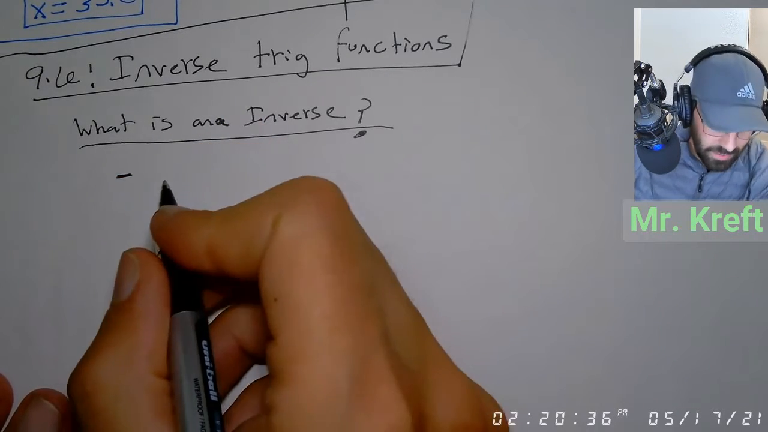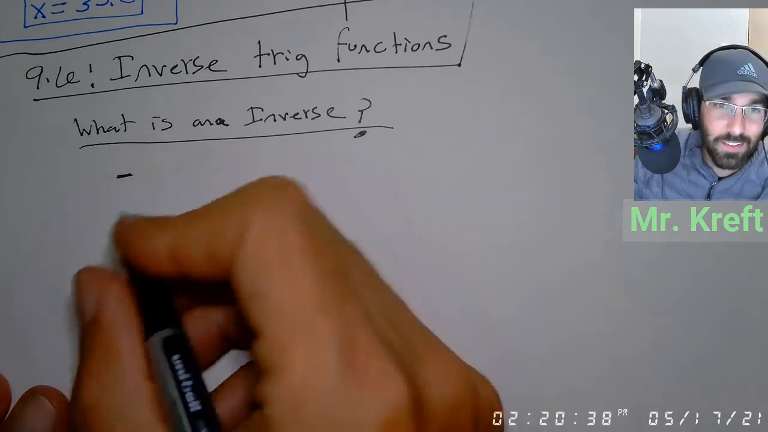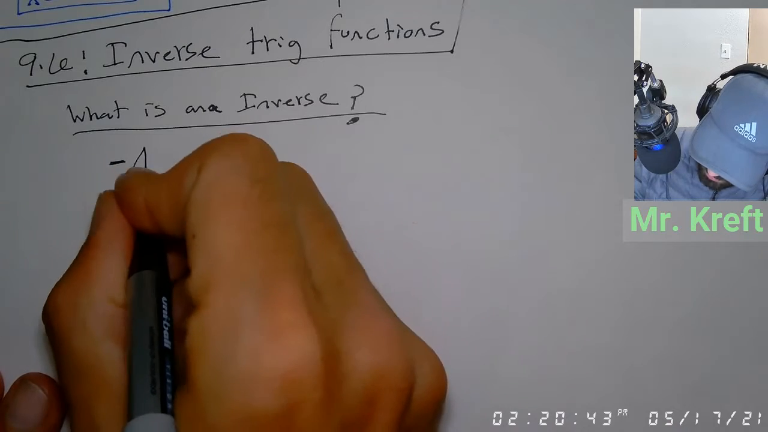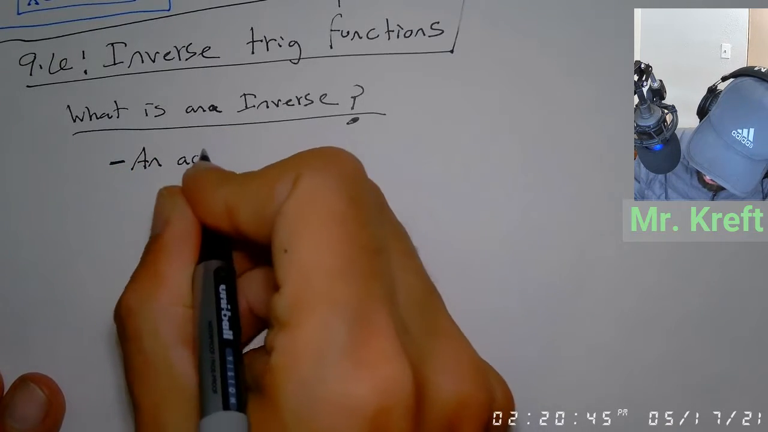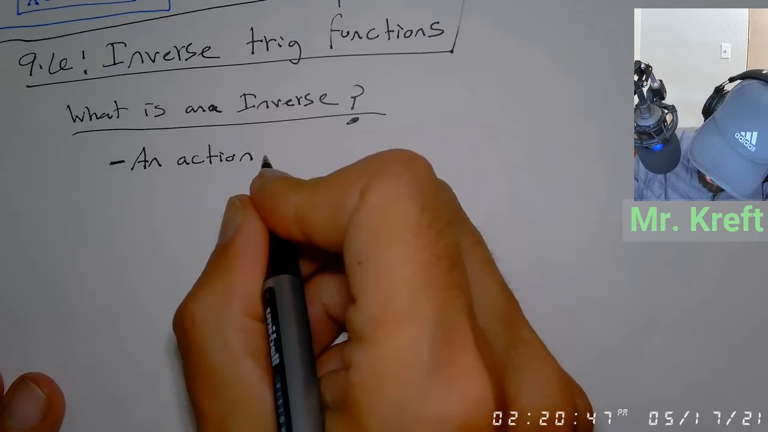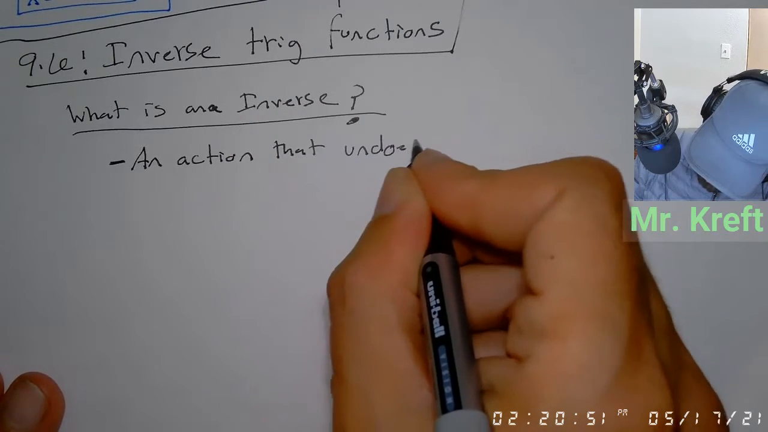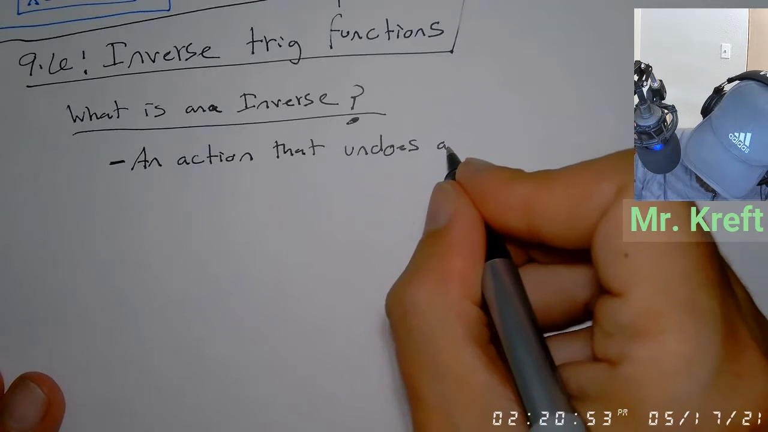So what is an inverse? So an inverse, and again, this isn't like an official definition. This is like the Krefft definition. What is an inverse? It's an action that undoes another action.